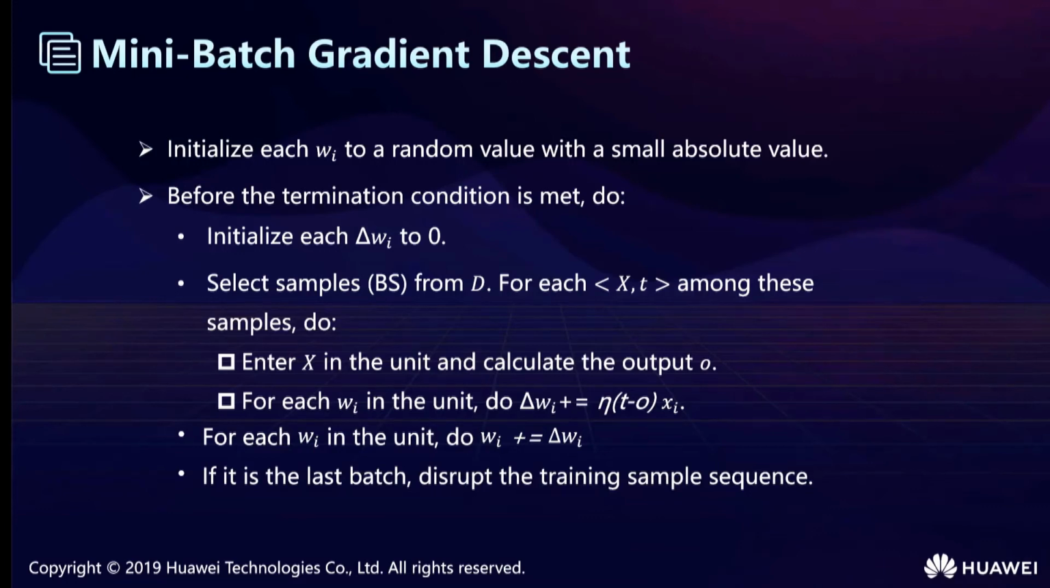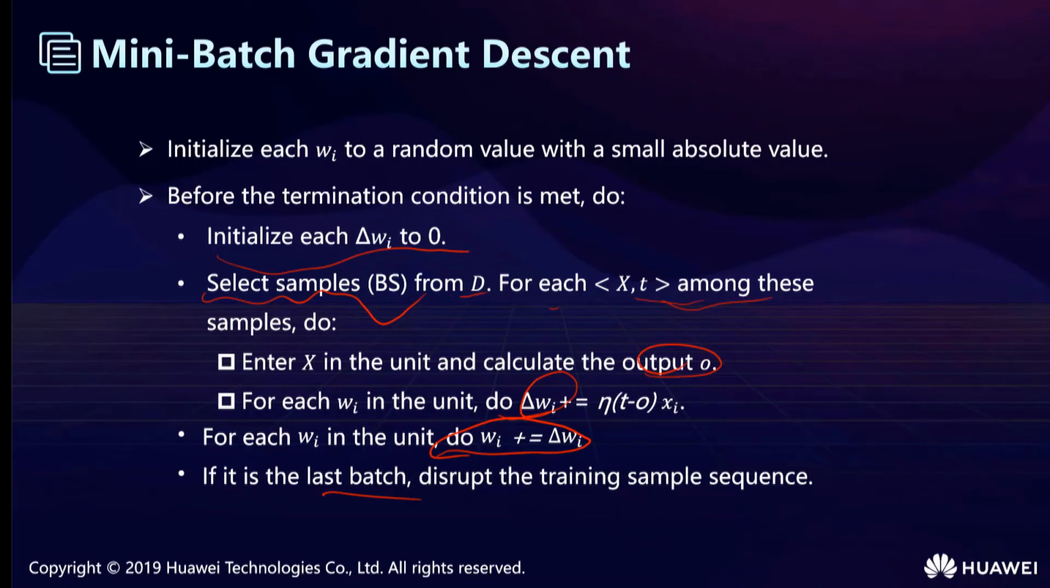First, we initialize each delta Wi to 0, and then select samples from the whole sample set. For each sample in the batch, we first calculate the output, then calculate the delta Wi, and then update the Wi like this. If there is a last batch, then shuffle the training samples sequence.